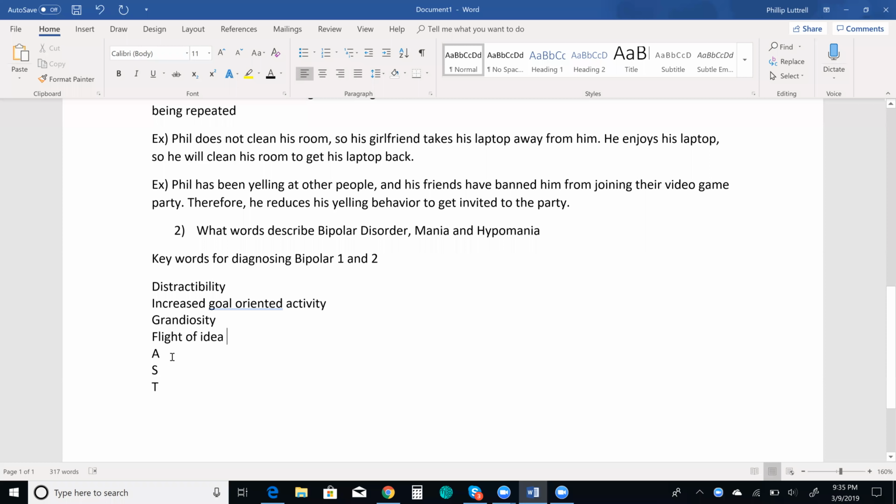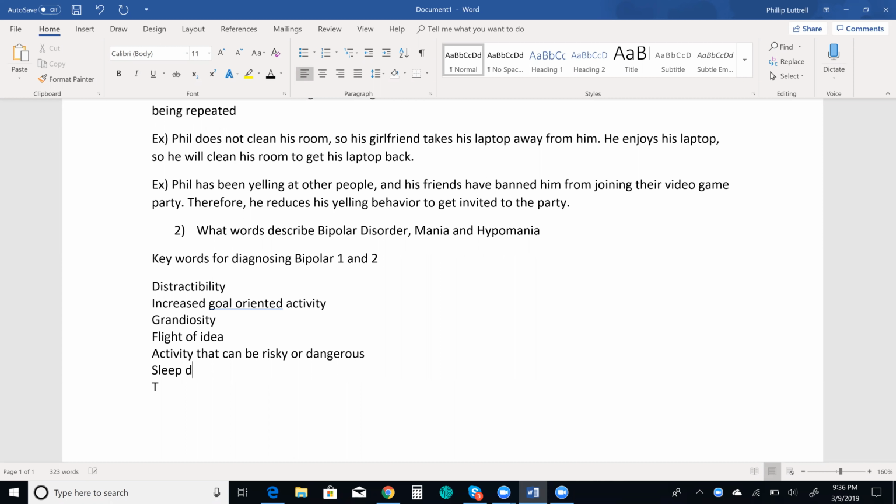A, activities that can be risky or dangerous, meaning substance use, spending money that they don't have, entirely things that they shouldn't be doing. This could be buying things, going on trips, fighting people, using drugs, all of those things.